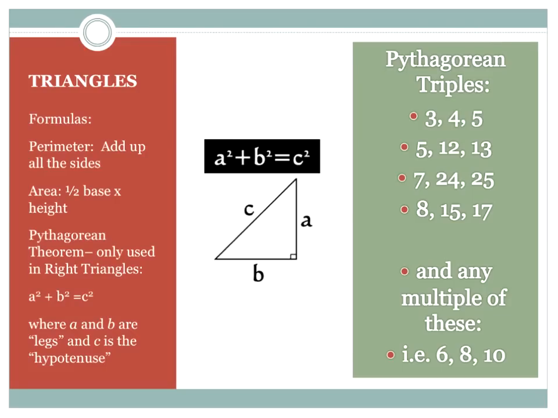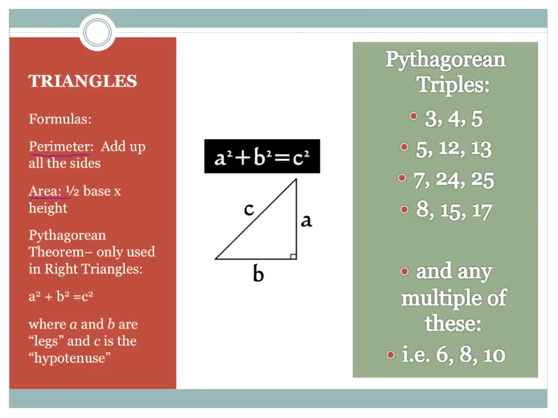Triangles. I love triangles. We have so much to talk about with triangles. Triangles perimeter. Remember that perimeter is adding up the lengths of all the sides of a triangle. Perimeter means the same thing when we're talking about quadrilaterals or any polygon. The area of a triangle is 1/2 the base times the height.